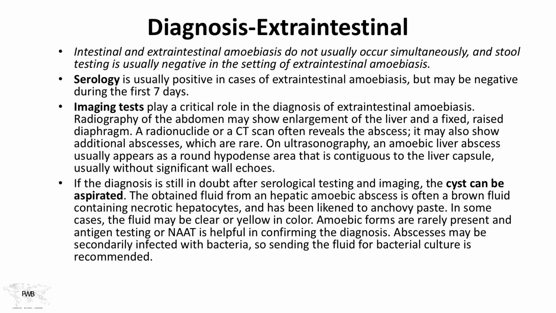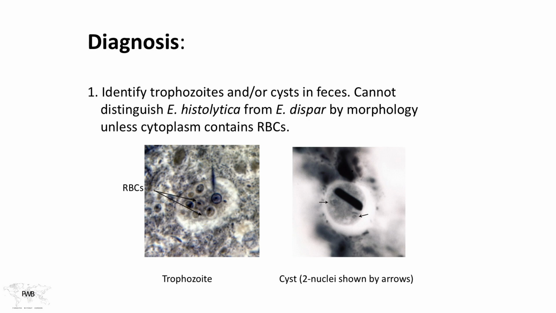Abscesses also may be secondarily infected with bacteria, so sending the fluid for bacterial culture is recommended. Now, what about diagnosis? As we mentioned, you can identify the trophozoites or cysts in the feces, and here we're showing a trophozoite, and here we've got a cyst. The two nuclei are shown by arrows.